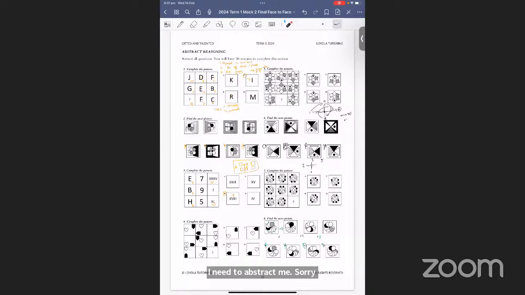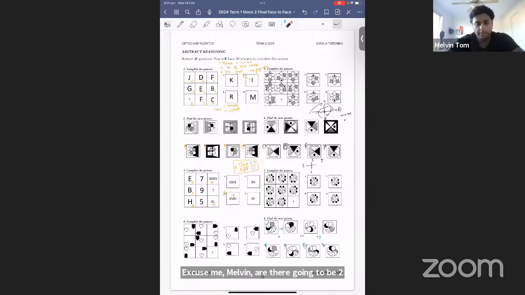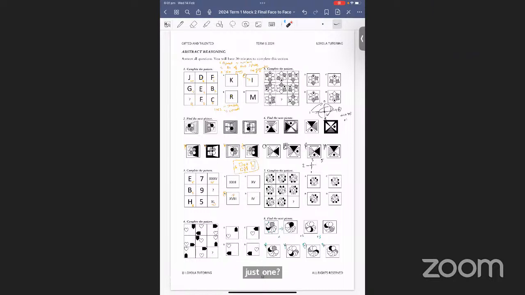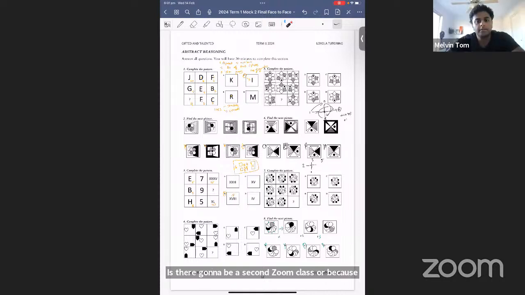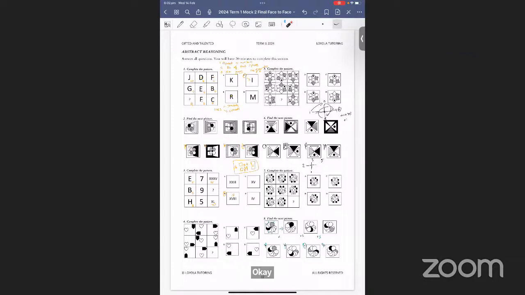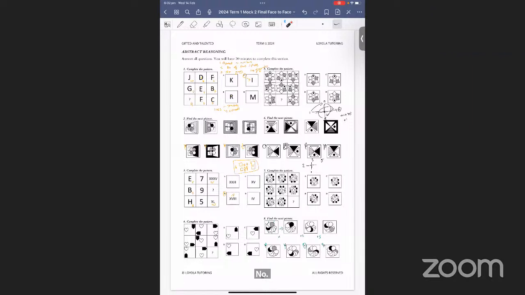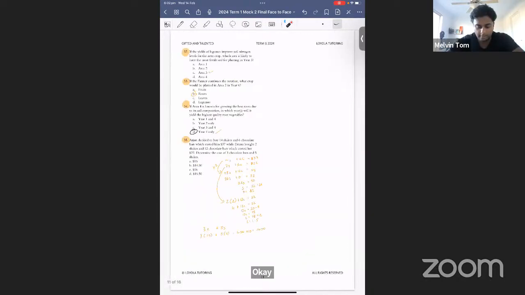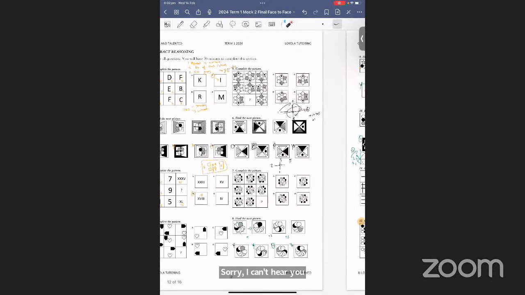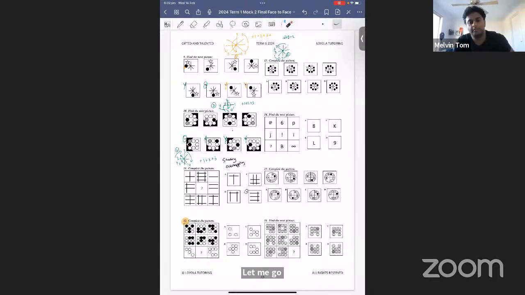Excuse me, Melvin, are there going to be 2 classes or just 1? What do you mean 2 classes? Is there going to be a second Zoom class? Just this one. Oh, okay. Melvin, when will we go through writing? Sorry, I can't hear you. When will we go through writing? I'm not going through writing today. I went through all of your questions today.